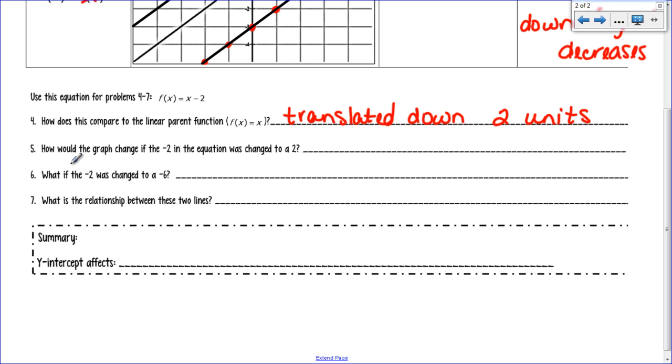So the question next is, how would the graph change if the negative 2 in the equation was changed to a positive 2? So now I have f of x equals x plus 2. Well, then what happens from the parent function is it gets translated up 2 units, because now I made it a plus instead of a minus. So now what if I change the negative 2 to a negative 6? So now my equation is x minus 6. Well, comparing that to the parent function, which is just y equals x, it gets translated down 6 units.